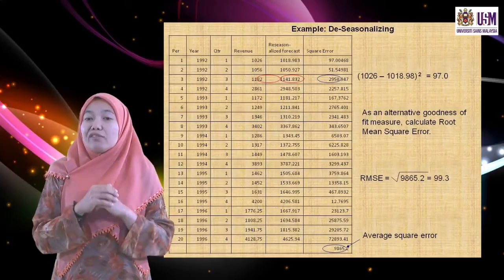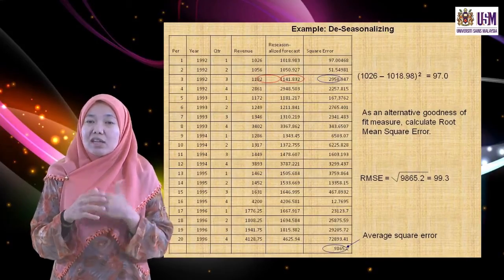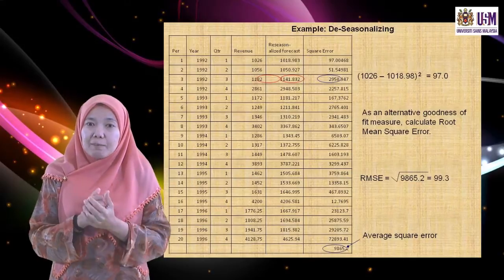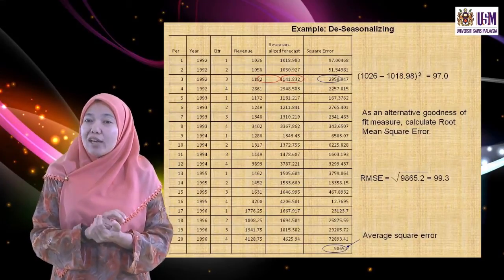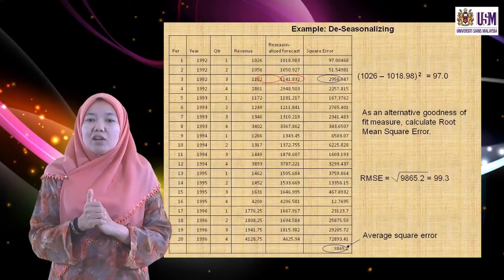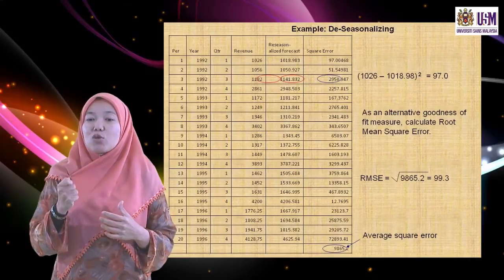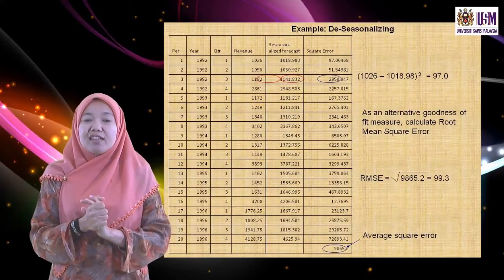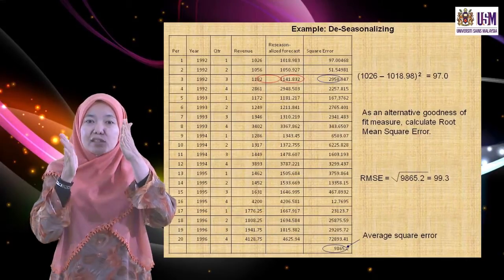The square gives emphasis to those values that are bigger compared to those that are smaller. That's why when you calculate variance, you always square, because that gives the weightage accordingly. So in this case, for period 1, after you square, you get a difference of 97. And you do the same for period 2 up to the last period. As an alternative measure of goodness of fit, you need to calculate the root mean square error. You already have the square error, the difference between the actual observation and the re-seasonalized forecast, so you add all of them, you add the square error column.